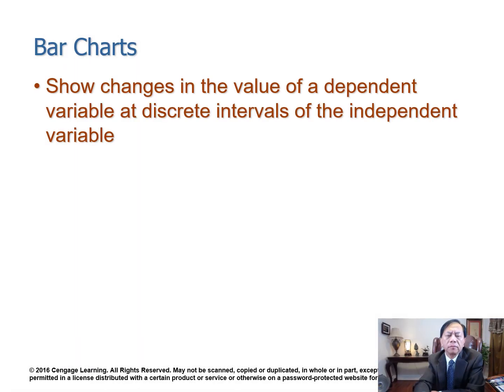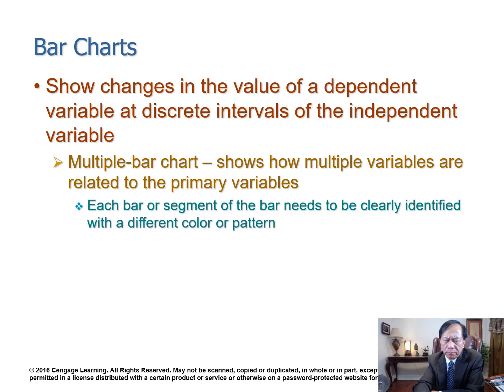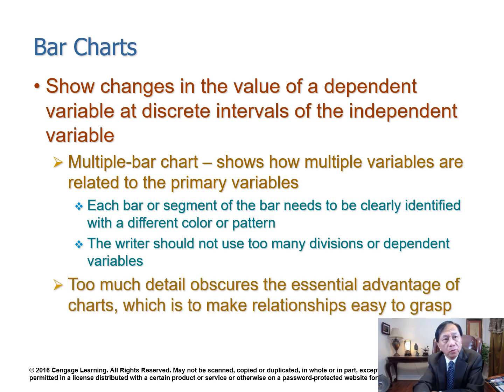Bar charts show changes in value of a dependent variable at discrete intervals of the independent variable. And you can have multiple bar charts showing multiple variables related to the primary variable. Each bar or segment of the bar needs to be clearly identified with a different color or pattern. Okay. The writer should not use too many divisions or independent variables. Okay? Too much detail obscures the essential advantage of a chart, which is to make the relationship easy to grasp.